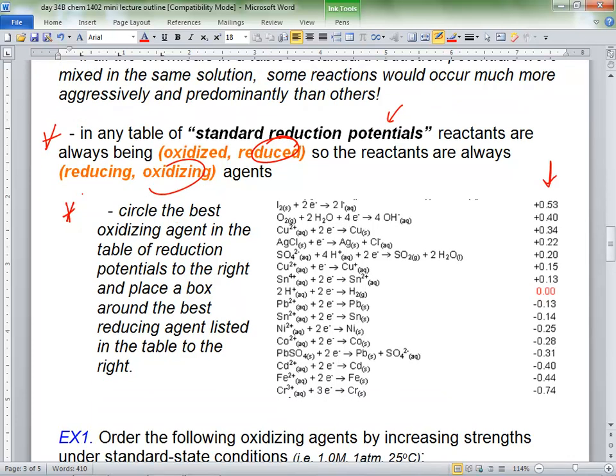I changed this. You have to fill in the blank. I'm just saying circle it. AJ, in this little table, circle the best oxidizing agent in that table. Circle the best oxidizing agent in the table. Now, agent is just another word for chemical.